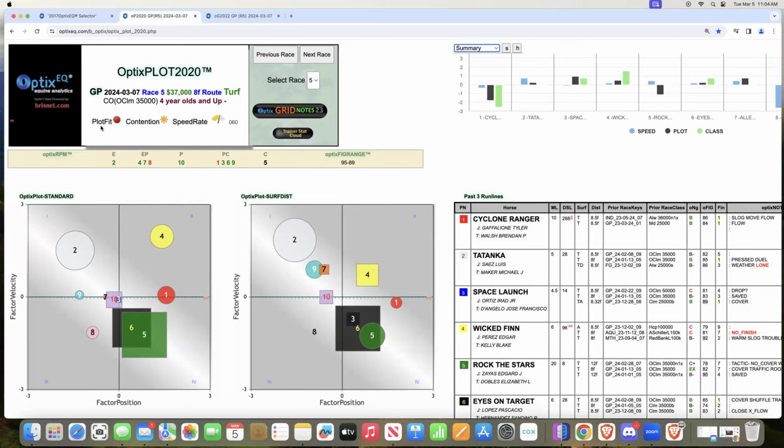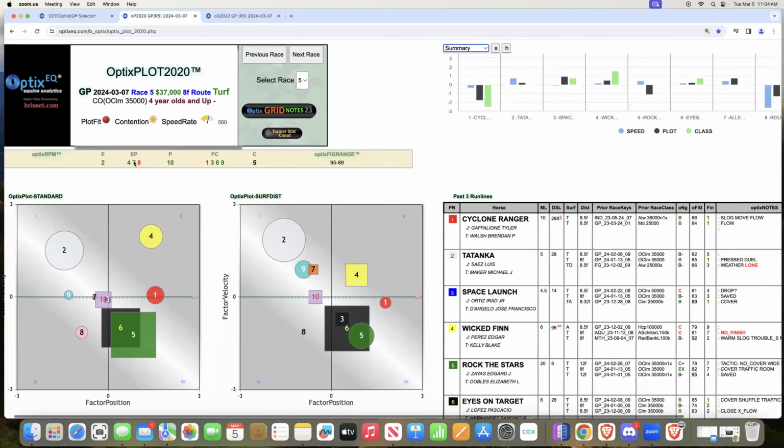So let's look at the plot. It's a red plot fit. And so typically a red plot fit is not as predictive, but still we can use the information in the plot to try to decipher where we want to go.